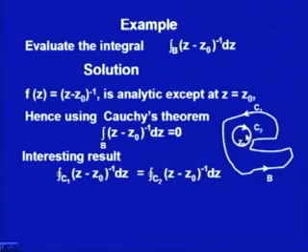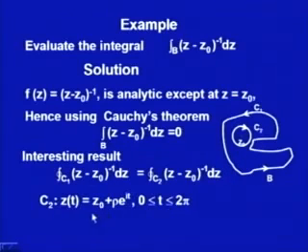Now let us say this circle is centered at z0 and it has some radius rho. So let us see, this C2 I am saying is the circle z0 plus rho e to the power i t, where t is lying between 0 and 2 pi. This is the parametric representation of a circle of radius rho centered at z0.